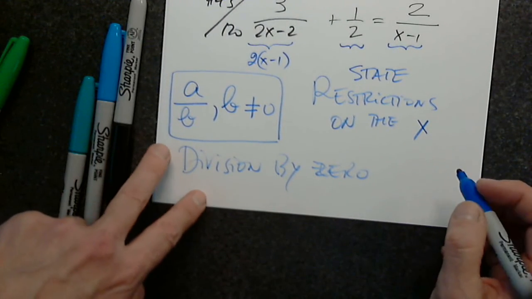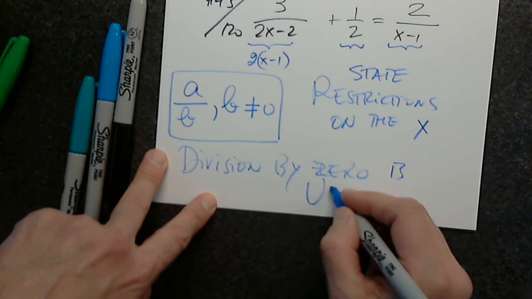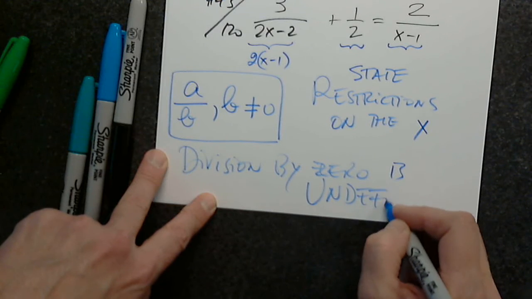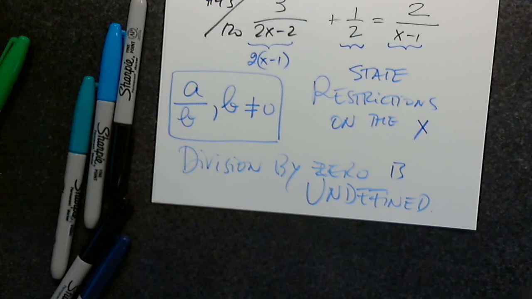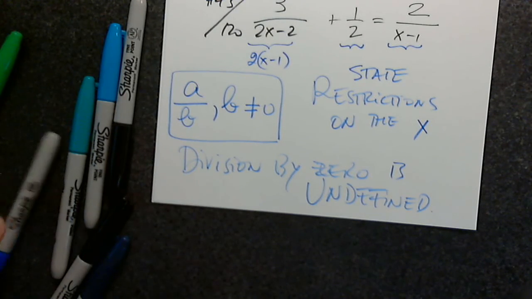We like to use this fancy word, undefined. What does undefined mean? It doesn't exist. I can't replace it with a number. That's all it means. Division by 0 is undefined.